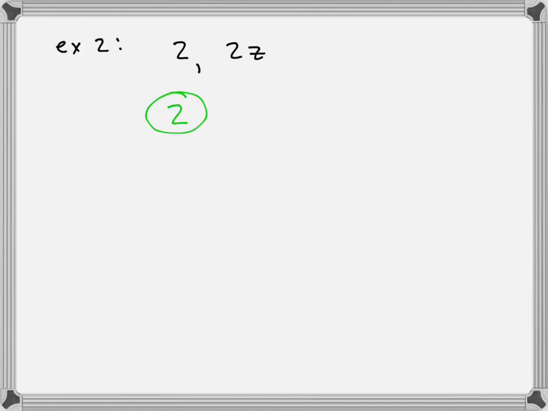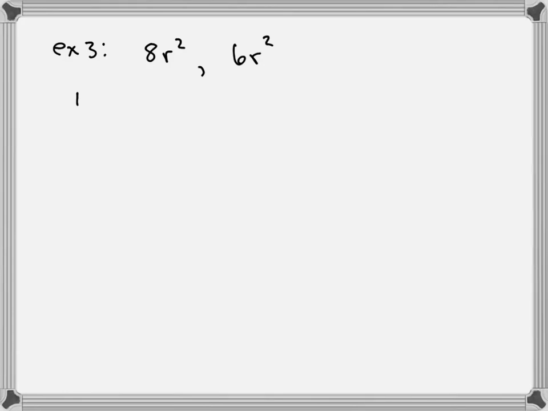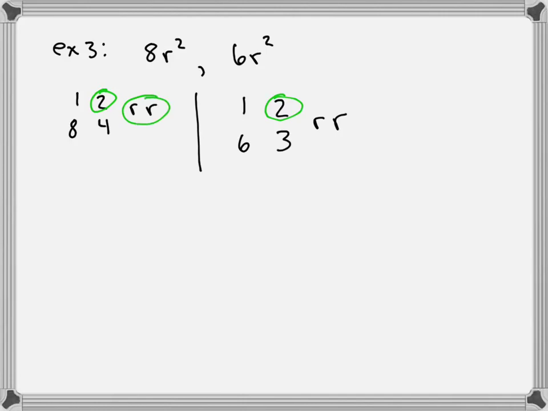Let's look at another example. Here, what is your greatest common factor? Well, let's split it up. We have an 8r squared, so our factors would be 1 and 8, 2 and 4, and then there's 2 r's. Our factors of the other monomial, we have 1 and 6, 2 and 3, and 2 r's. What is in common to both? A 2 and then 2 r's. So our greatest common factor would be 2r squared.